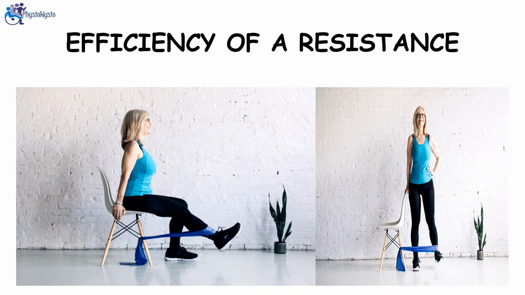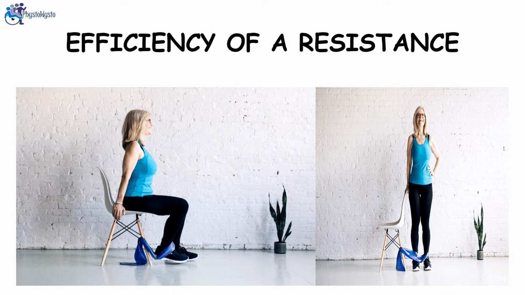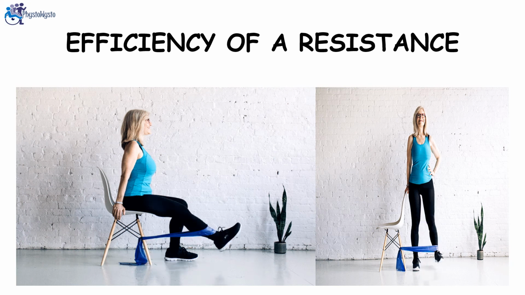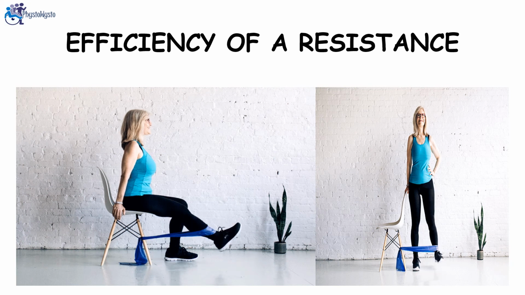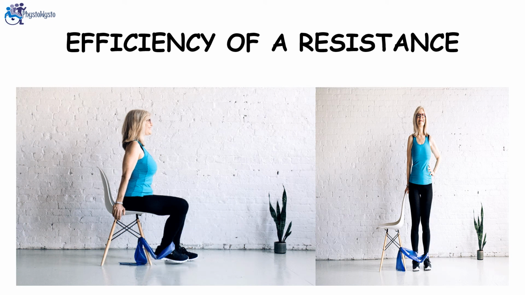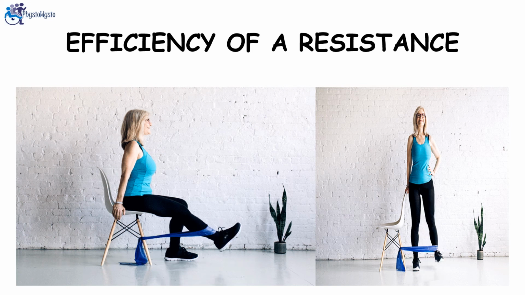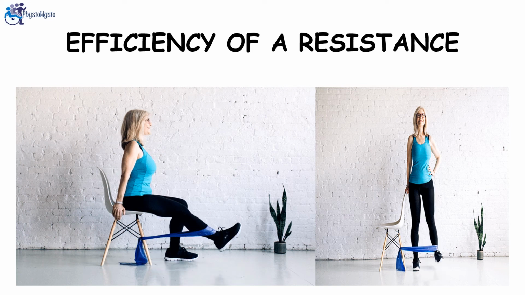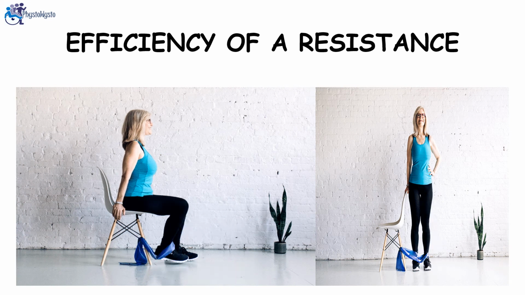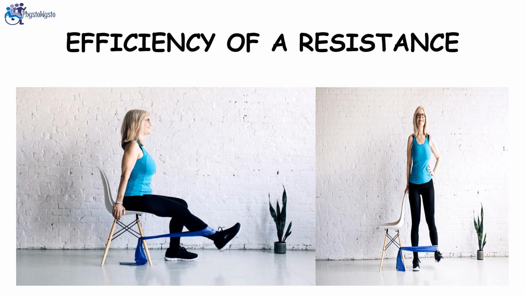So now let's talk about the efficiency of a resistance. As we have studied about the angle of pull, it is greatest at 90 degrees and decreases when it is applied at an acute angle or an obtuse angle. Similarly, the efficiency of a resistance is greater when the pull of force is offering the resistance at 90 degrees to a lever, while it will decrease when the angle of pull becomes acute or obtuse.